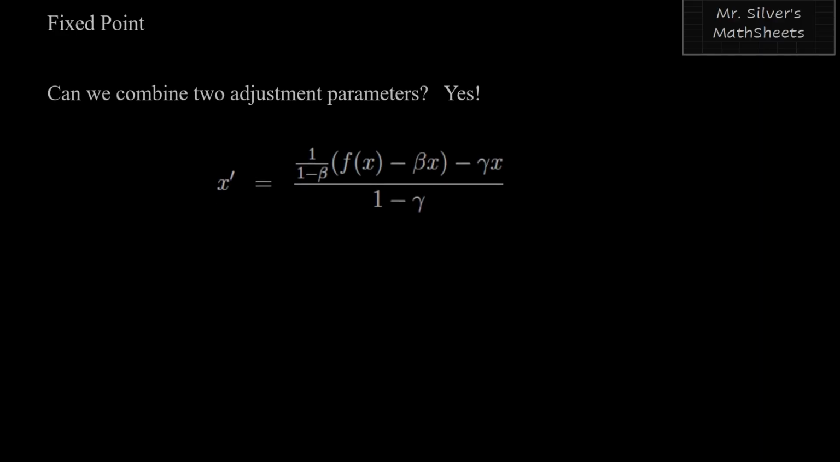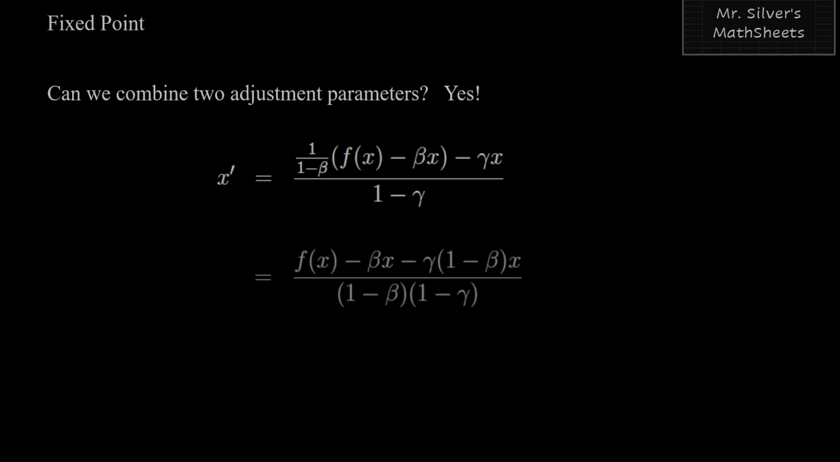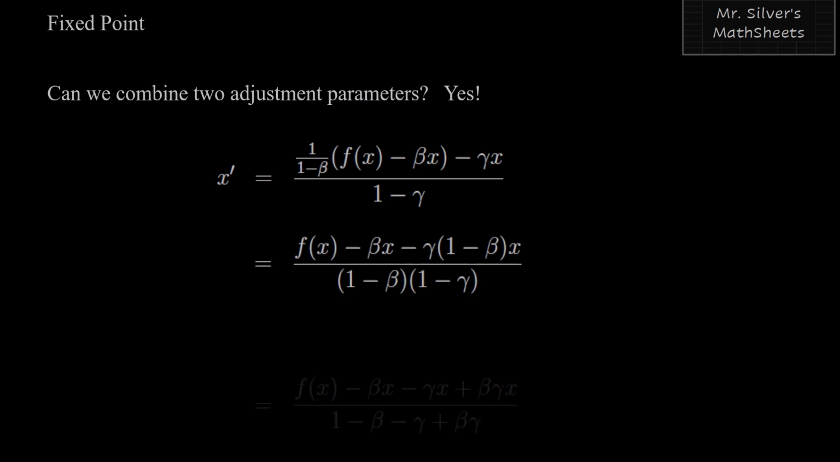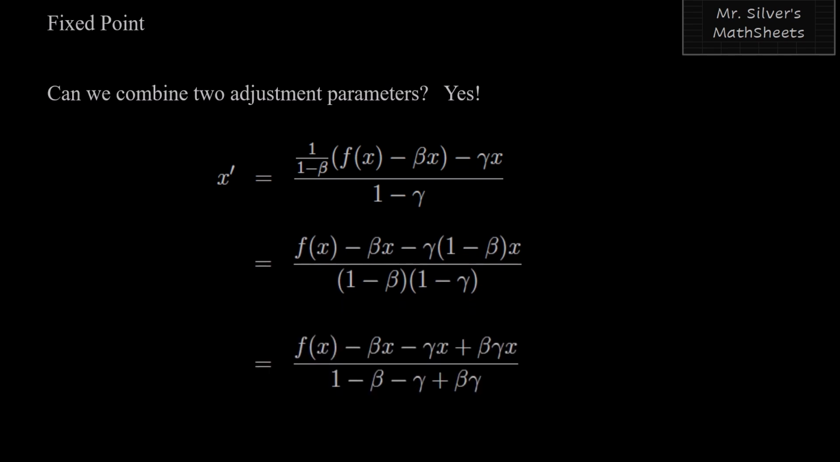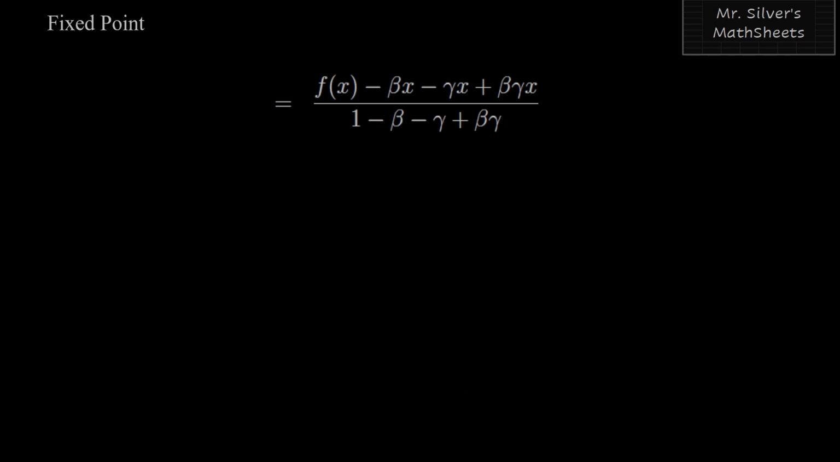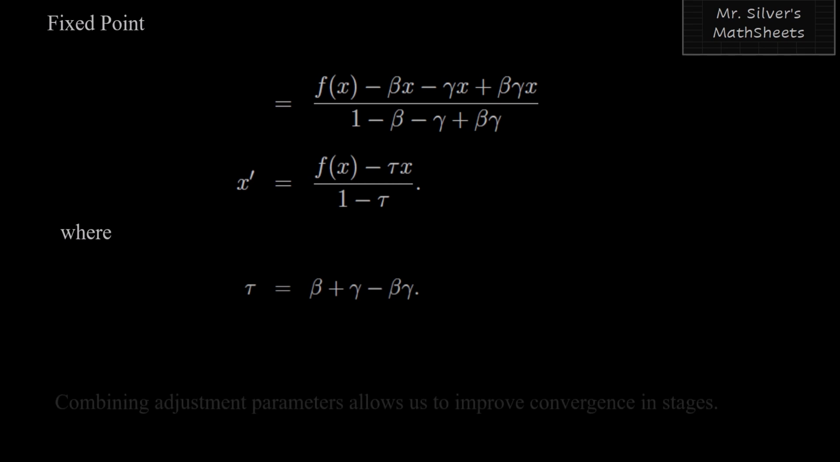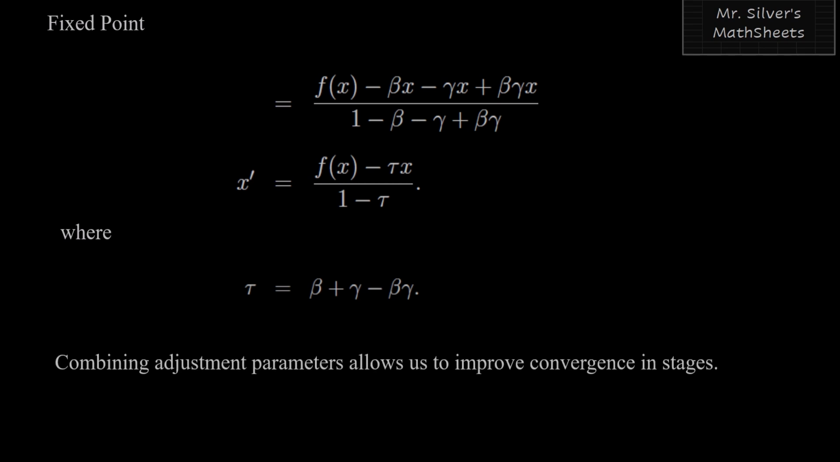Okay. Can we combine two adjustment parameters? Yes. There's a fairly simple way of adjusting them. When you do the math, just plug it in there. You realize it's equivalent to a new parameter tau, where tau is the sum of the two parameters minus the product. Went through that kind of quickly, I understand, but you can try working it out on your own.